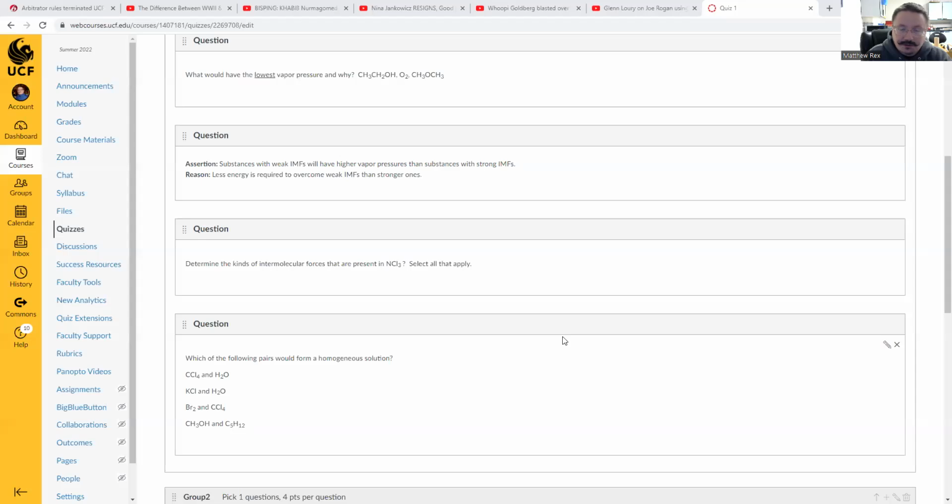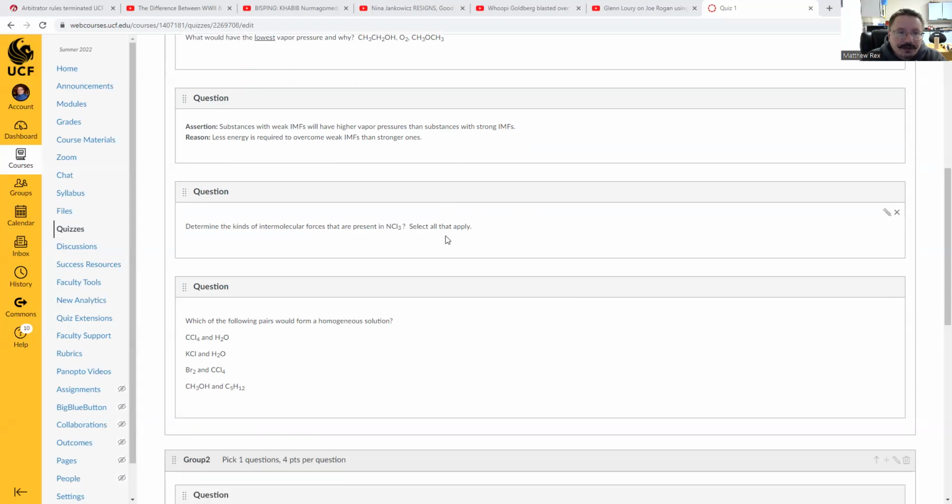Next, I'll just read it out. Substances with weak intermolecular forces have higher vapor pressures than substances with strong intermolecular forces, and the reason being that less energy is required to overcome weak intermolecular forces compared to strong ones. And that would be accurate. So the assertion is correct. They're held less strongly, so less energy needs to go into them to separate them and for them to become vapor. And that was the reason given. So the assertion is correct, the reason is correct, and the reason is directly related. The reason is why that assertion is correct.